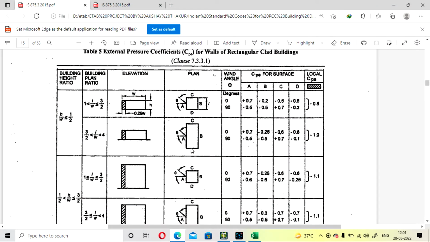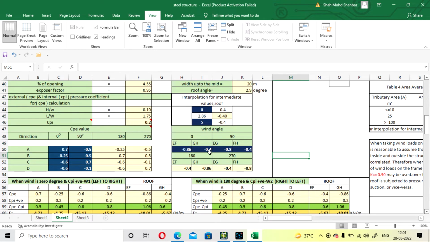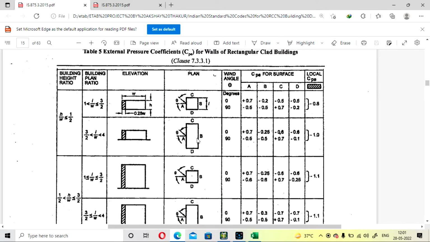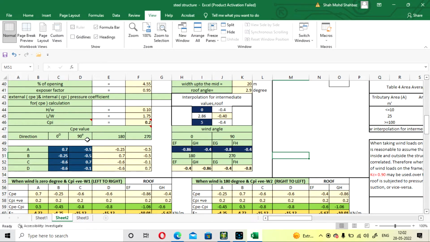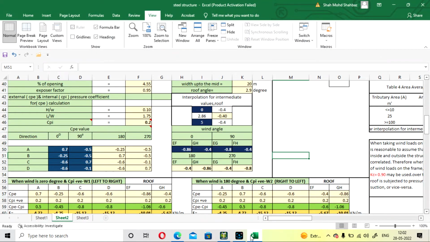Now what will happen? This is the plan of the structure, and these are the directions A, B, C, D. So we have made the table for this A, B, C, D according to the calculation. Our angles will be 0 degree and 90 degree. You have to fill the 0 degree value here, 90 degree value here. So our 0 degree for A will be plus 0.7, for B minus 0.25, for C minus 0.6, and for D minus 0.6.